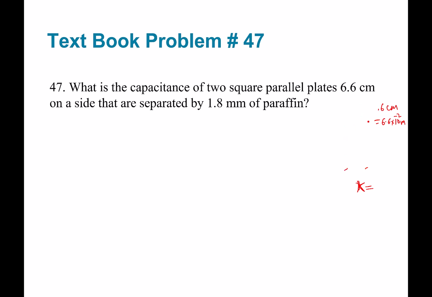The distance between the two parallel plates is 1.8 mm, and the plates are square, so all the sides are the same. So if you have square plates, you may want to draw the diagram a bit differently: two square plates with each side being 6.6 centimeters. This will help you get the area.